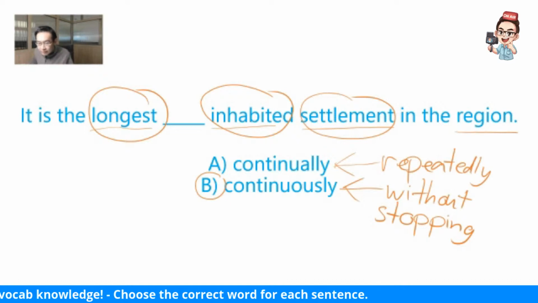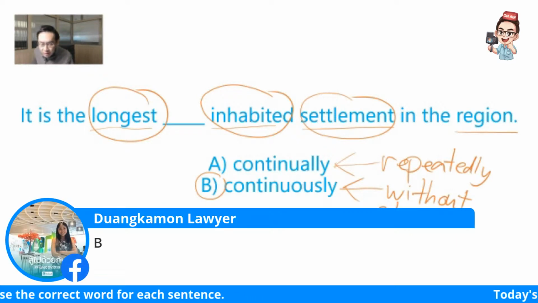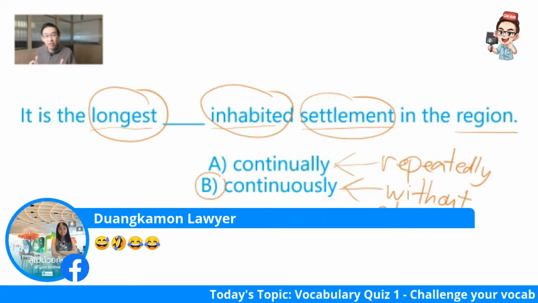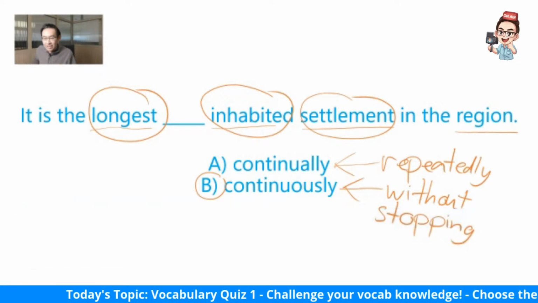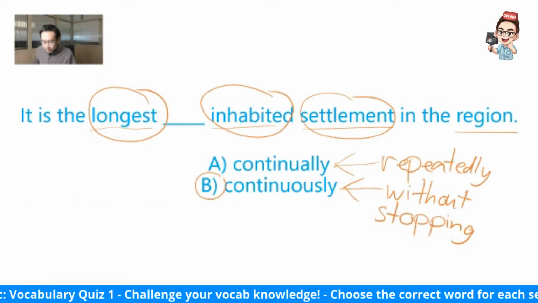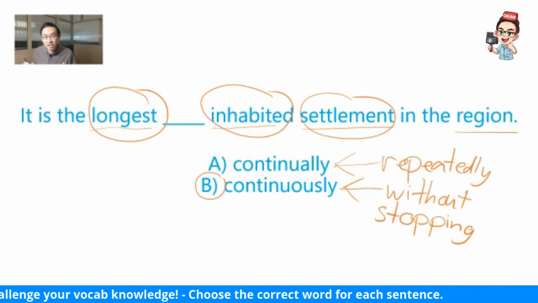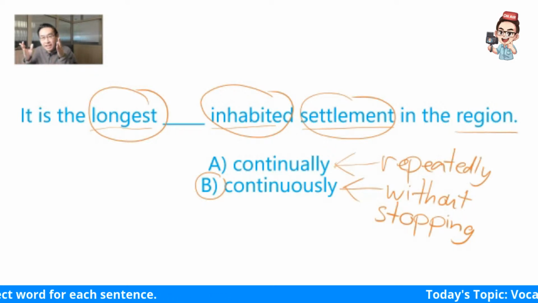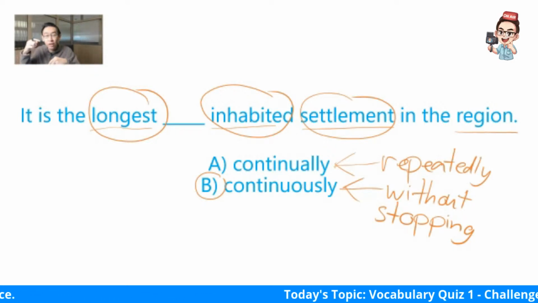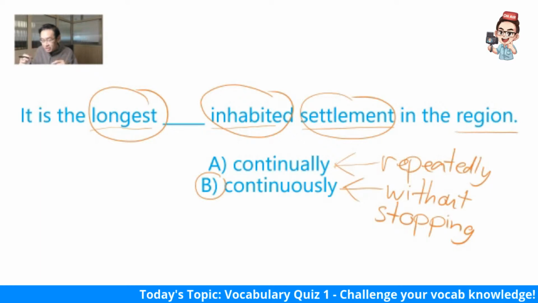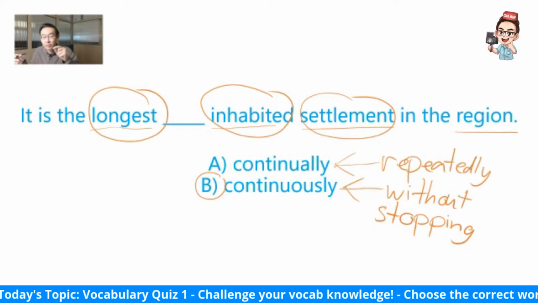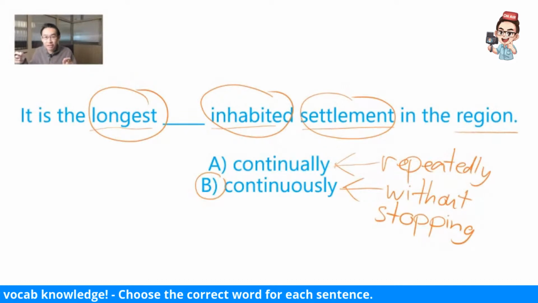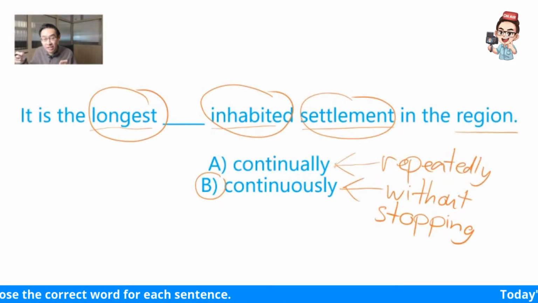So I think, yes, so it's B, that's right. So that's okay, that's a good guess. But now I think you must surely know the meaning. So that's great. All right, so that's why we use continuously, because we want to show that this settlement, maybe this village, has people living inside it for a long time, actually the longest time in this area, without stopping. So there must at least be one person in this settlement for a long time without stopping. That's why we choose continuously, okay?